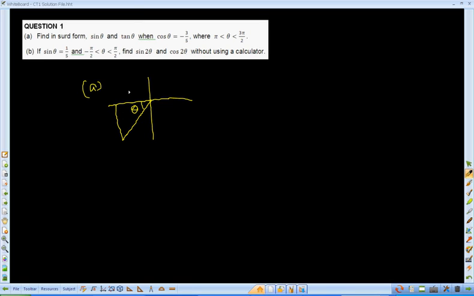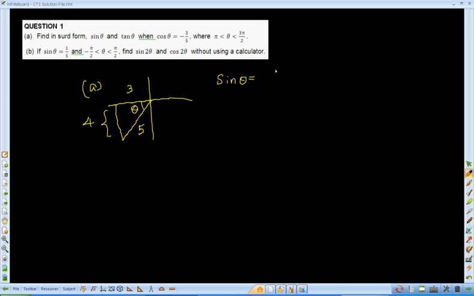And it's because, given that cosine theta is negative 3 over 5, we know that here would be 3 and the hypotenuse would be 5. Don't have to put the negative sign here. And so also immediately you are able to write down the values of sine theta, which is of course the opposite of the theta, which is 4. By Pythagoras you can calculate the value of that side.